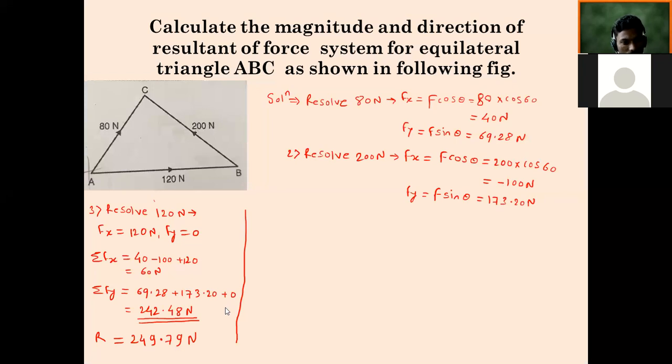Okay, what is the value of the resultant then? 248.41 Newton. So whether the summation Fx and Fy is correct? Yes, sir. Plus 242.48. So 249 येते. 249.